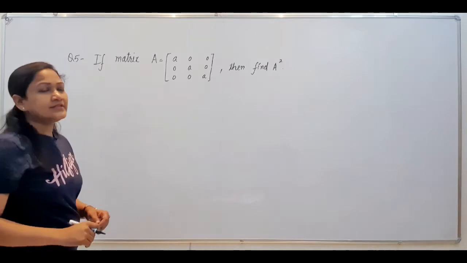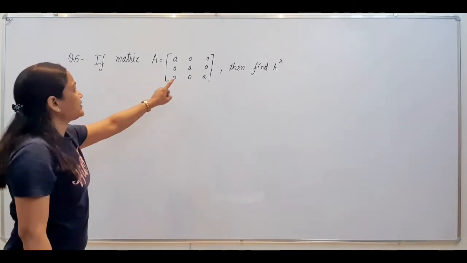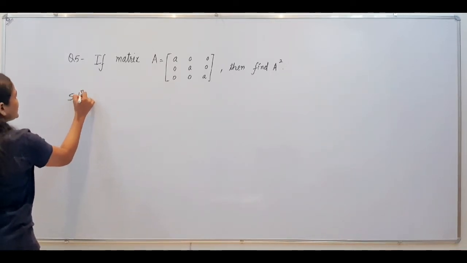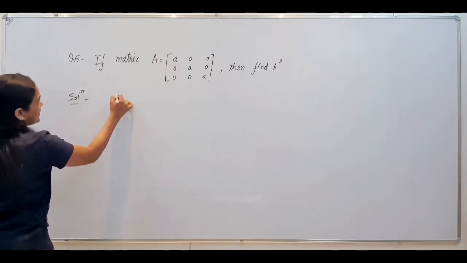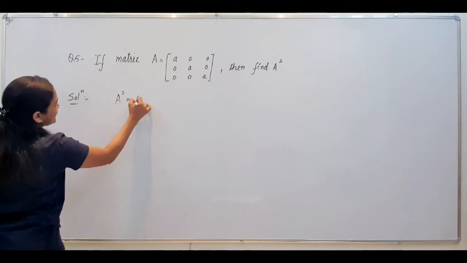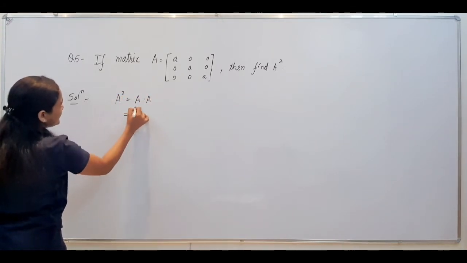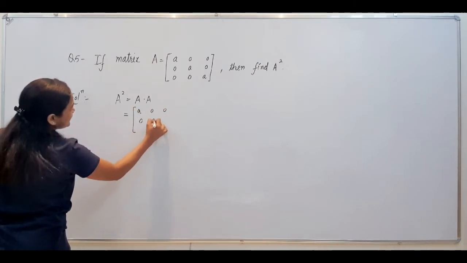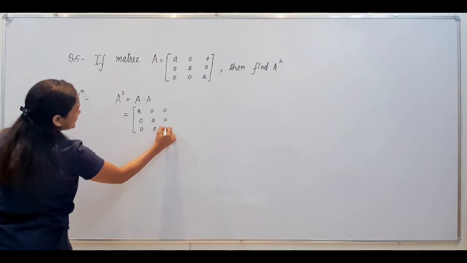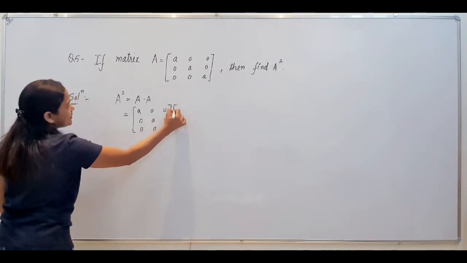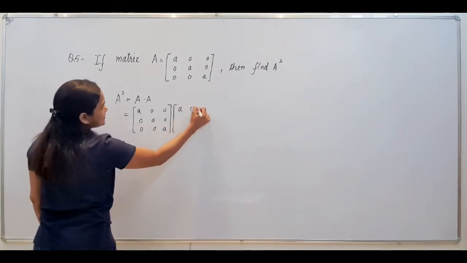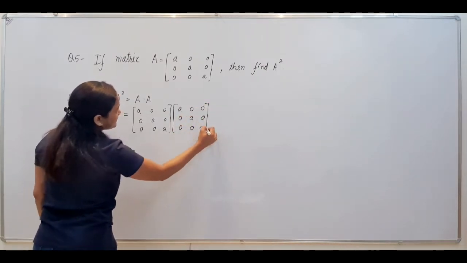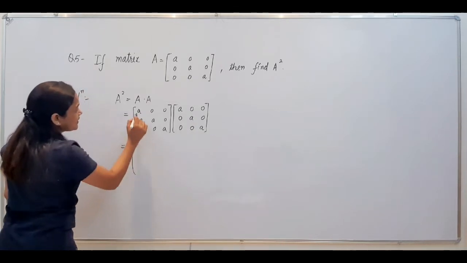Your fifth question is, if matrix A is equal to this, then you have to find A square. This is a very simple question of 1 mark. A square will be equal to A into A. Your A is [a 0 0; 0 a 0; 0 0 a]. Again write down A, [a 0 0; 0 a 0; 0 0 a], and your answer is A.